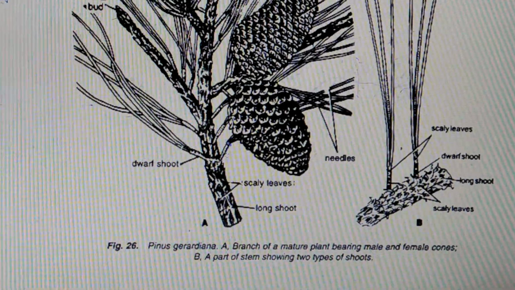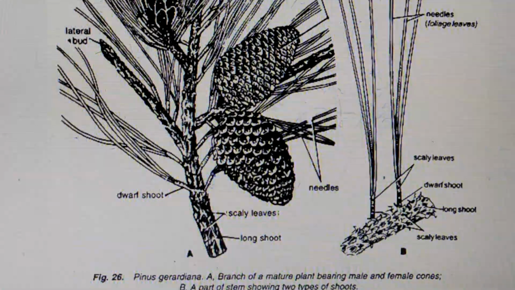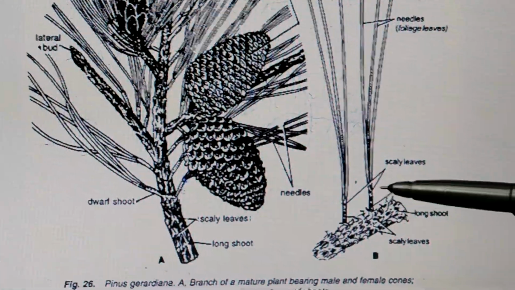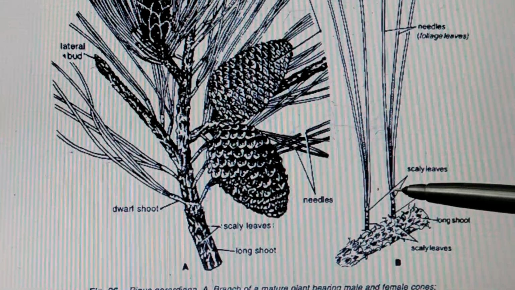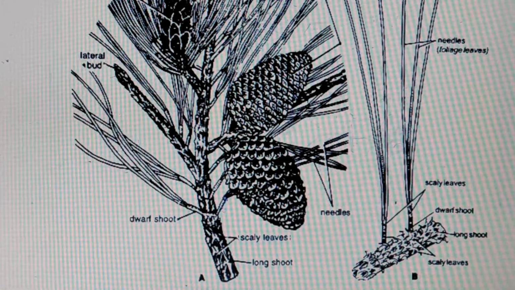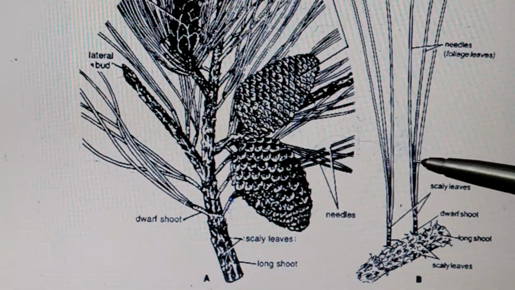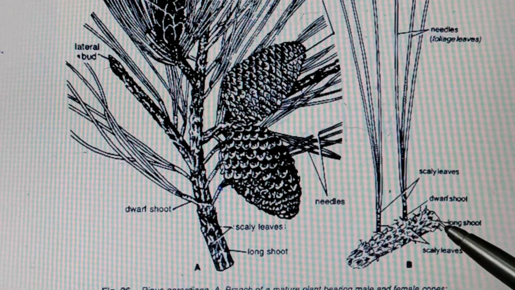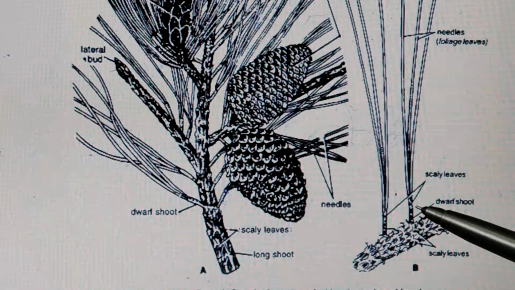Whereas foliage leaves are nothing but these green colored needle shaped leaves. They are present only on the dwarf shoot. So this is the dwarf shoot. On the dwarf shoot arise these needle leaves. These needle leaves are not present on the long shoot. They are present only on the dwarf shoot.